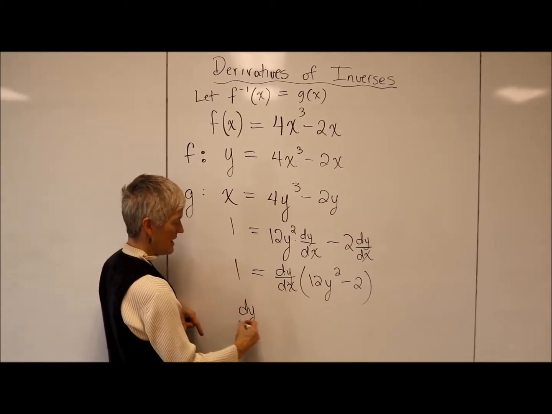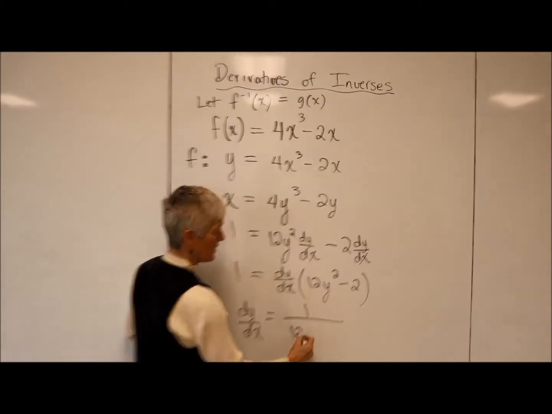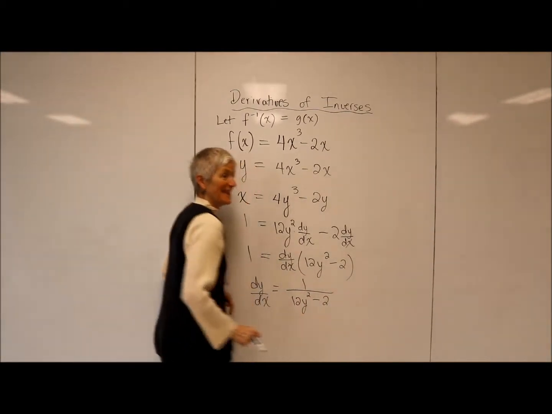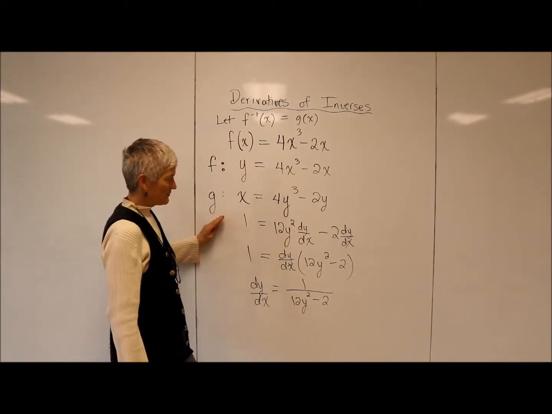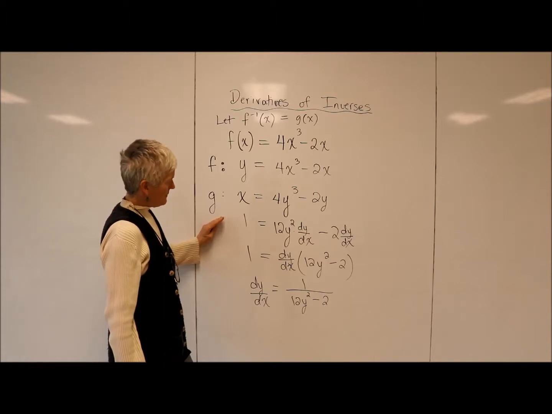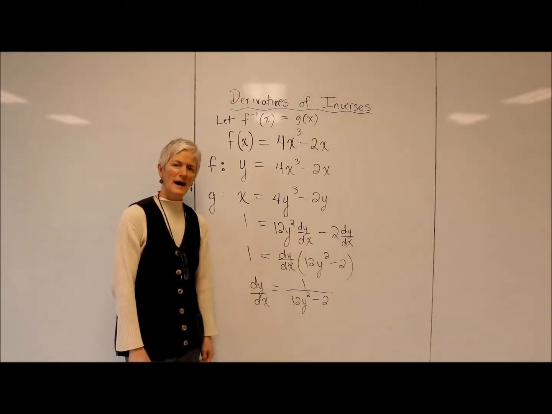I think so. Okay. So dy dx ends up being 1 divided by 12y squared minus 2. This is good workout here. All right, so this doesn't look too bad, right? So there's my derivative. It's a little funny that it's in terms of y, right?